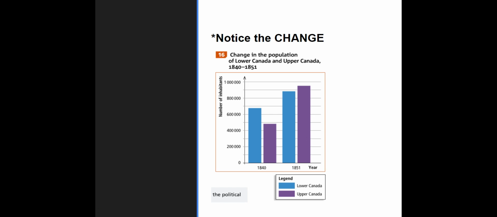Document 16, notice the change. This is important to note because remember, under the Act of Union, Lower Canada had the greater population, and now Upper Canada has the greater population.